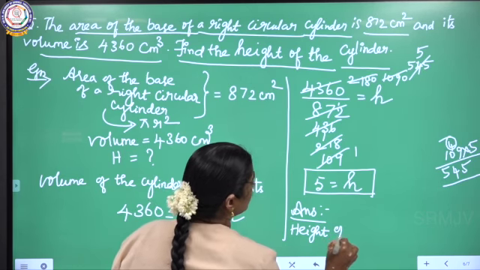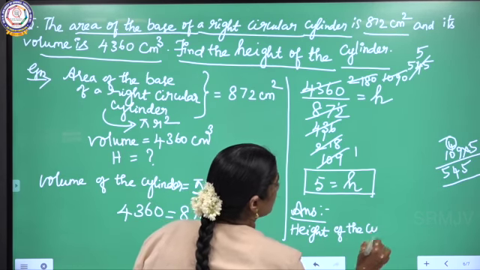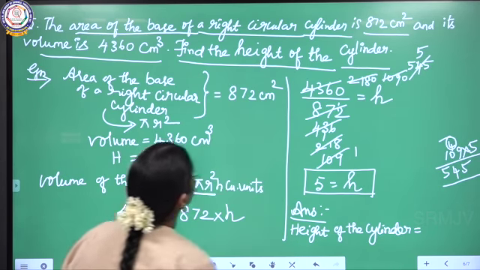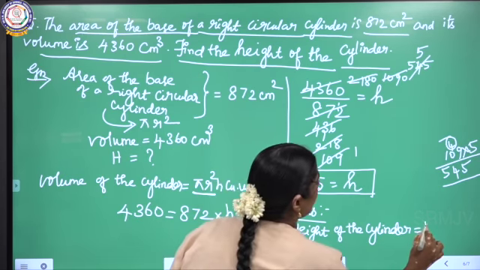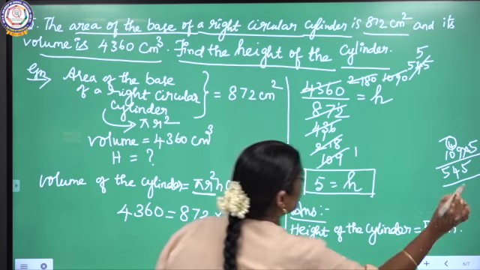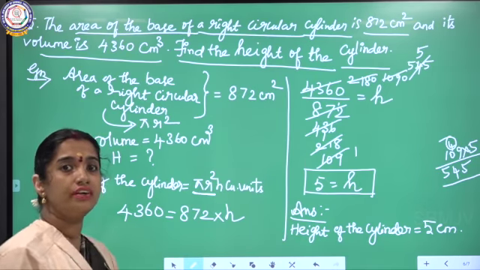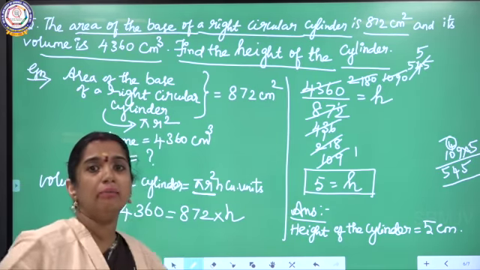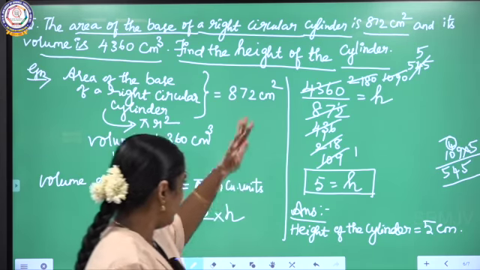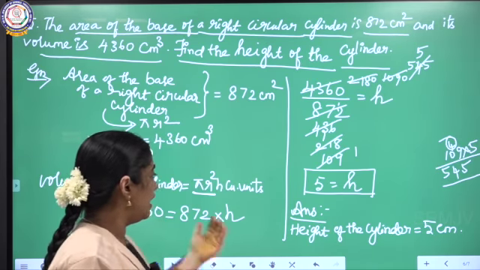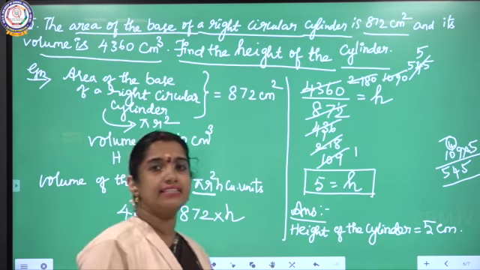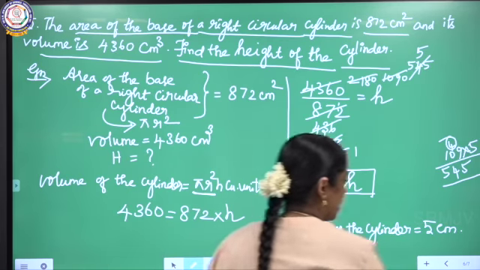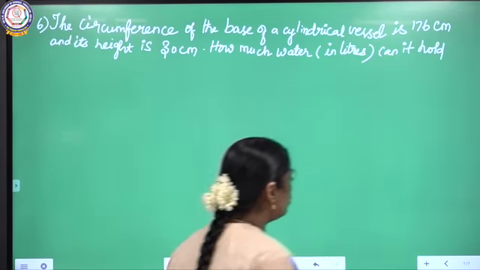Height of the cylinder is equal to 5 centimeter. Can you clear this, children? See, when you are cancelling, use the tables and then cancel, and when you are writing the answer, write the unit or else you will lose a half mark. Shall I move on to the next sum?